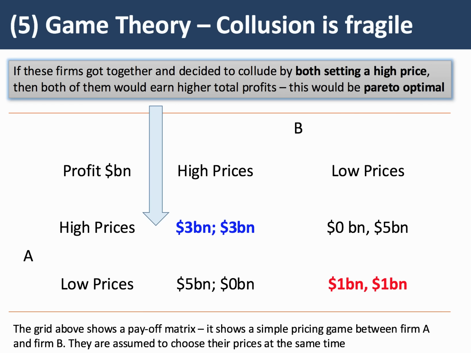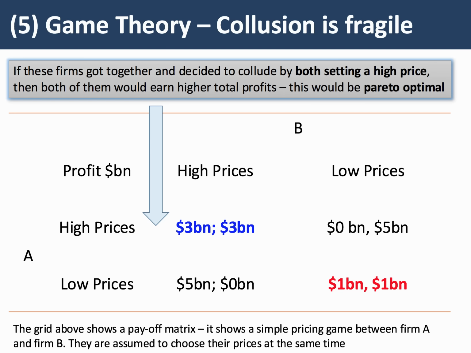But point 5, collusion is a common feature of oligopoly, but collusion, in particular price fixing, can also be a fragile process. And we can use a bit of game theory to explain this. So using this simple payoff matrix, this is a pricing game between firm A and firm B. They're assumed to choose their prices at the same time. If they were to collude, they'd end up top left, both charging a high price and making profits of $3 billion each. If they were to compete vigorously on price with each other, they'd make $1 billion each.